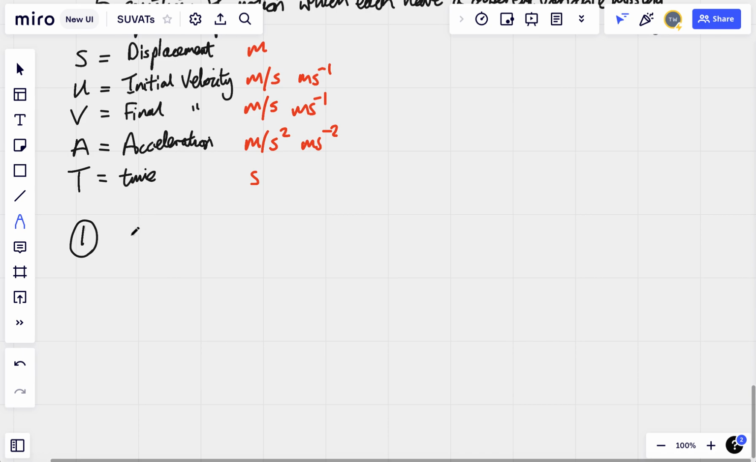So the first one is very straightforward. We take our acceleration formula, which is A equals V minus U over T, and essentially all we do is rearrange it. This shouldn't be too taxing, but I just want it to be V equals. You can keep it like this if you want, but it's usually written as V equals U plus AT.